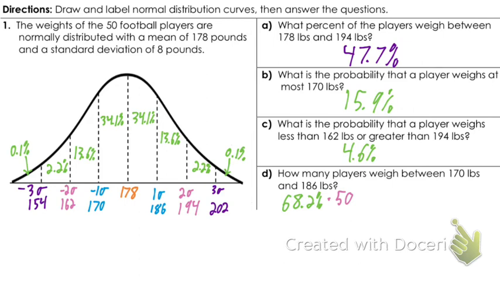But how do you type percent into your calculator? Does anyone know? You have to move the decimal how many spots? 2 to the left. So we really type in 0.682, because we move the decimal 2 to the left. And multiply that by 50.